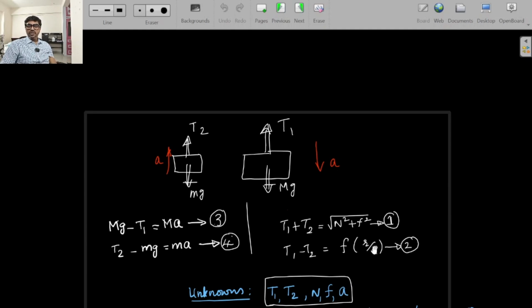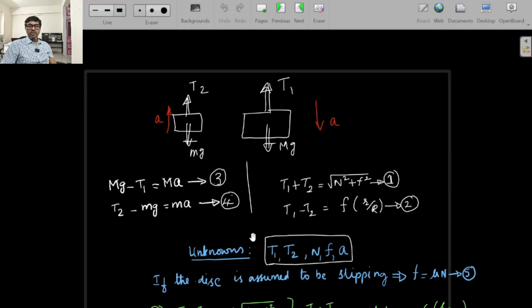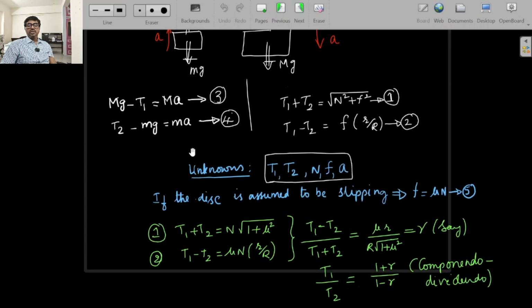So already we have these two equations, 1 and 2. Now we got 3 and 4. Totally we have 4 equations now. But the unknowns involved in these equations are T1, T2, N, F and A. 5 unknowns are there, but we have got only 4 equations. That's a challenge here. So as it is, we will not be able to solve. We have to take an extra assumption.